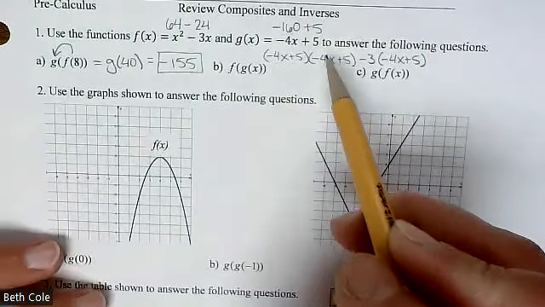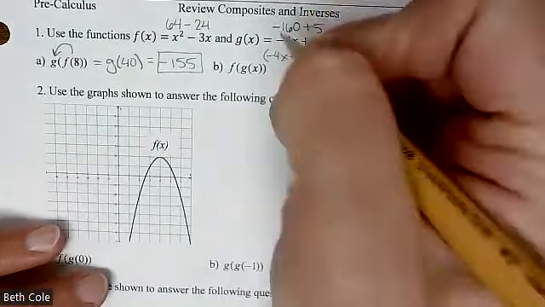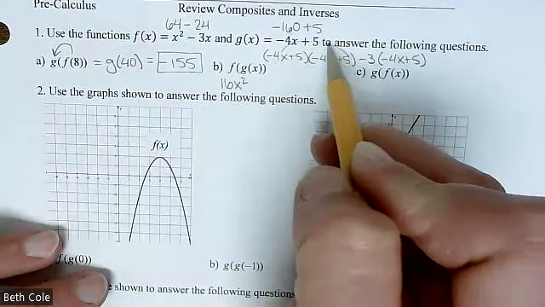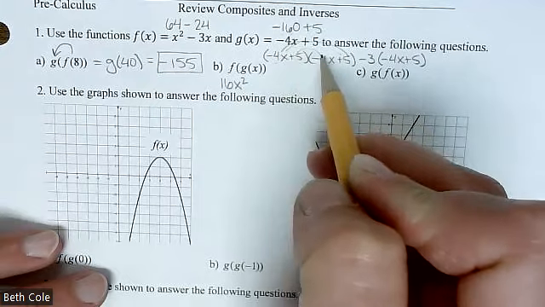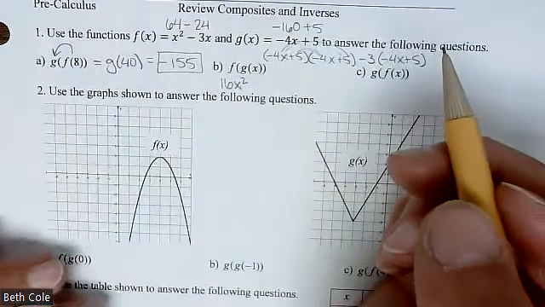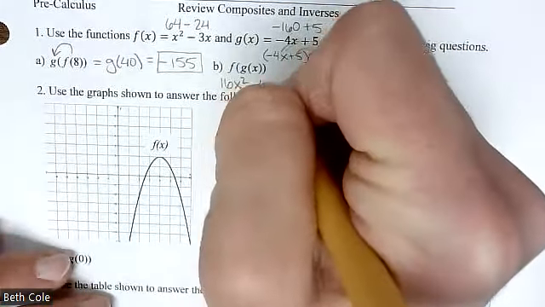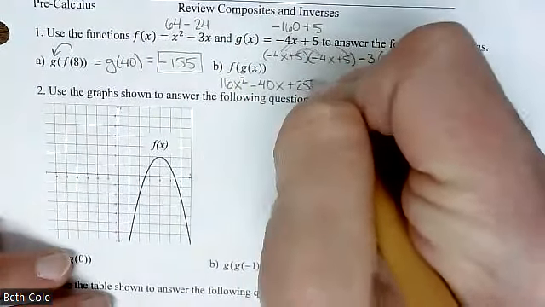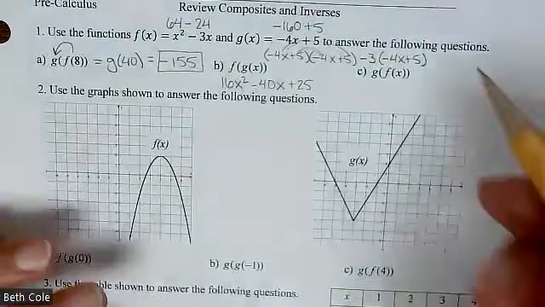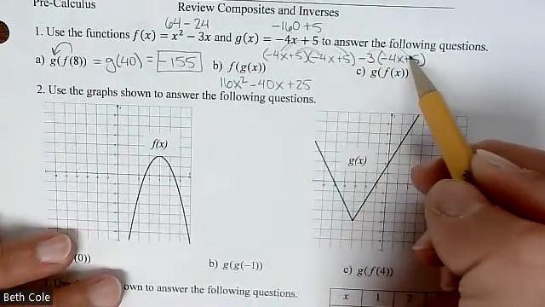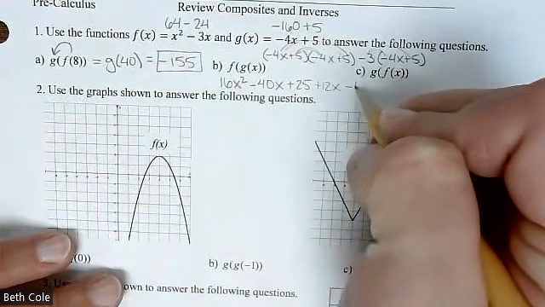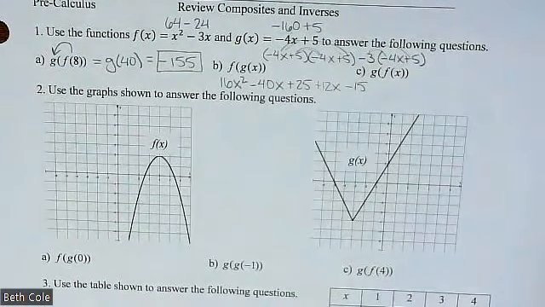Negative 4x times negative 4x. That'll be 16x squared. The outsides would give you negative 20x. The insides would give you negative 20x. So together, negative 40x, and then 5 times 5 is 25. And then when you distribute the negative 3, that will give you plus 12x minus 15. And then you just put the like terms together.